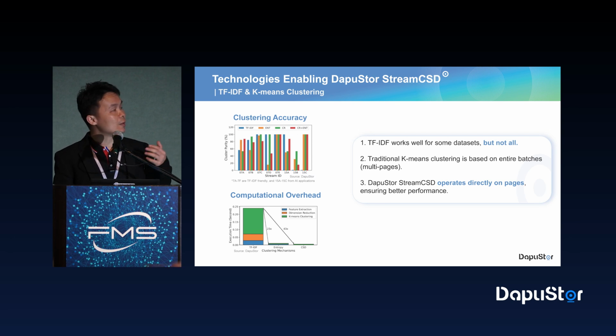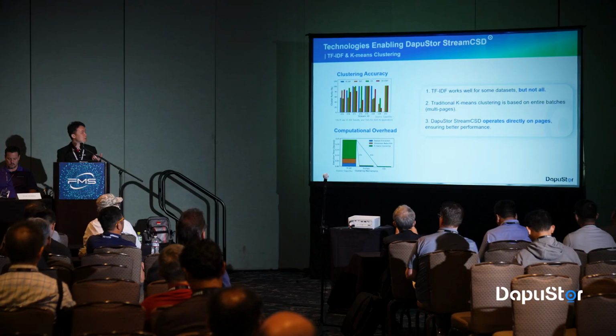From the above, we can see that the compression ratio is very universal. It's very efficient, and the computational overhead is very low.